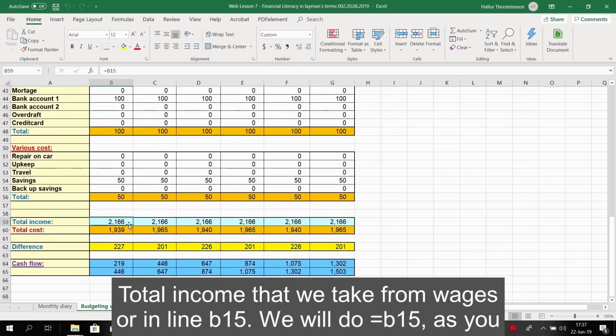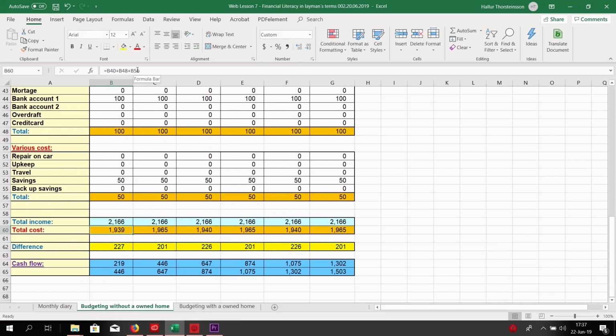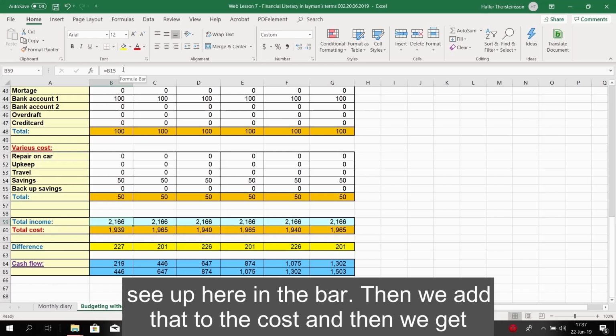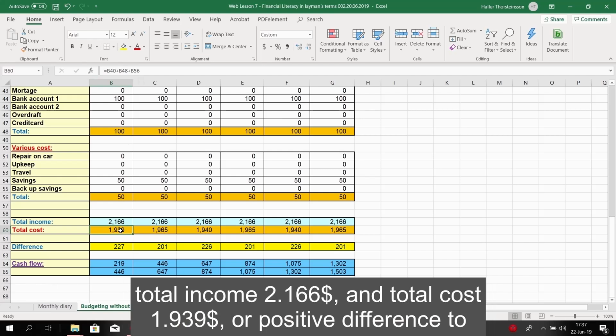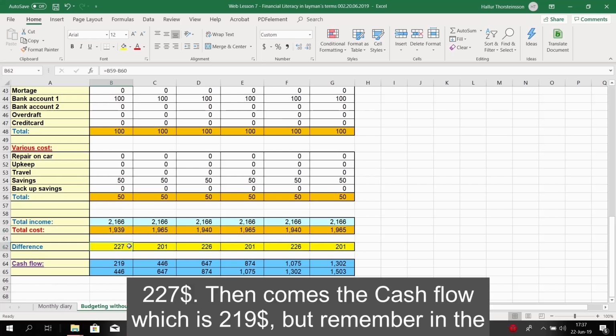Total income that we take from wages is in line B15. We will do equals B15, as you can see up here in the bar. Then we add to the cost, and then we get total income $2,166 and total cost $1,939, or a positive difference of 227.